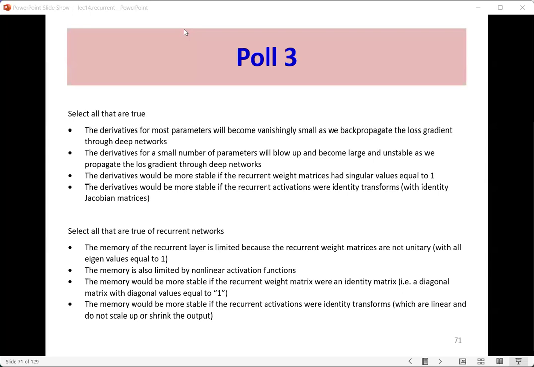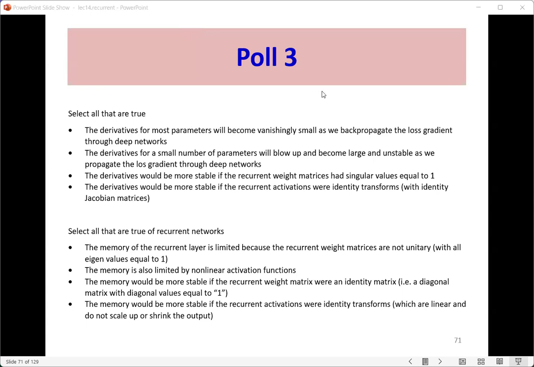Okay, 5 seconds, guys. I'm sorry for terminating the poll so quickly, but we're running out of time. So yeah, let's just go through this.